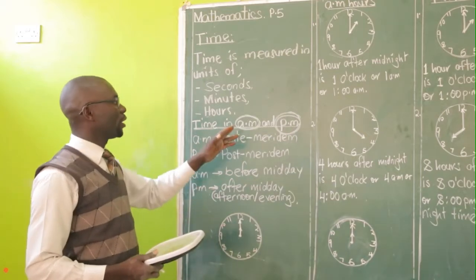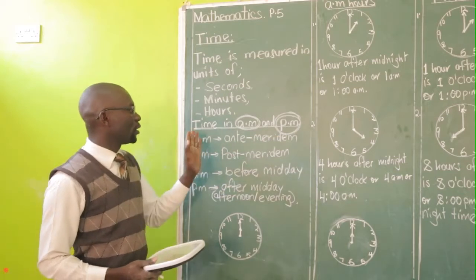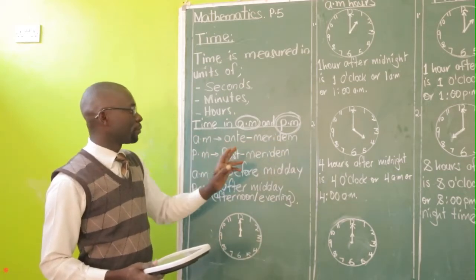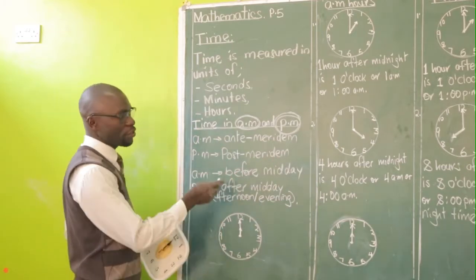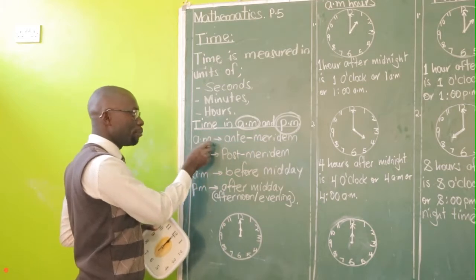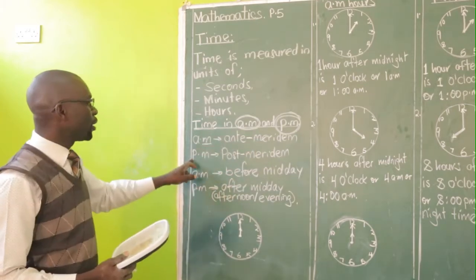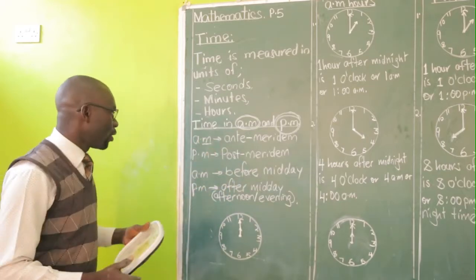You can tell time in AM or PM. What does AM mean? It means ante-meridian. And then PM means post-meridian. Others say meridian, but it's not. So ante-meridian means time after midnight. And then PM means the time just after midday.